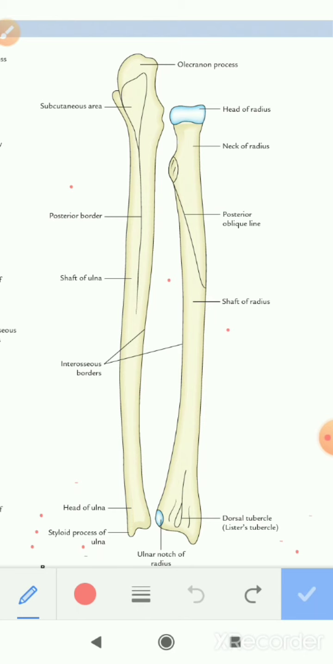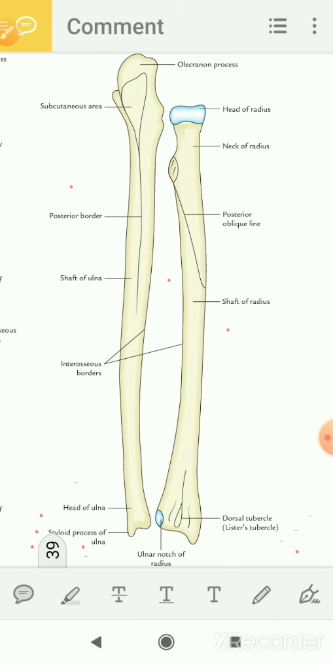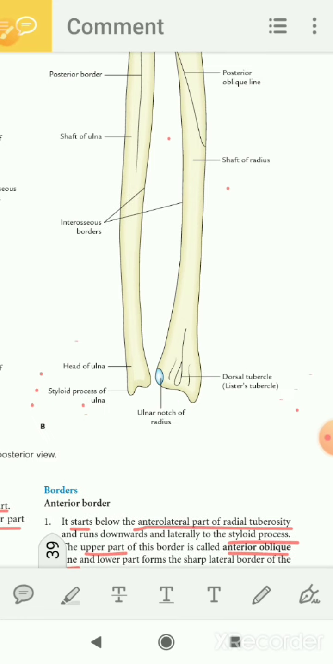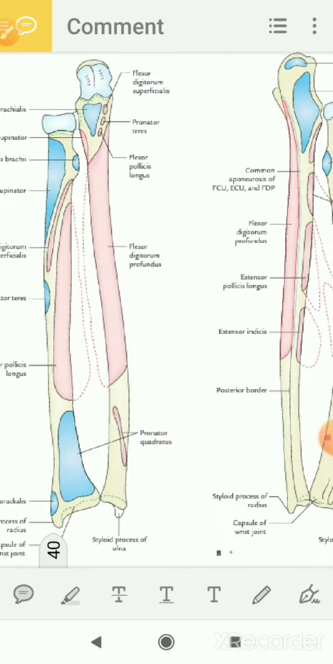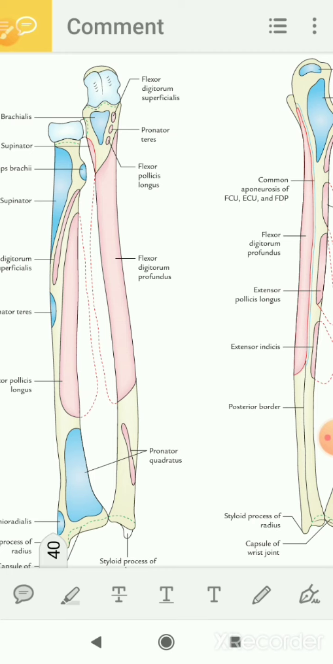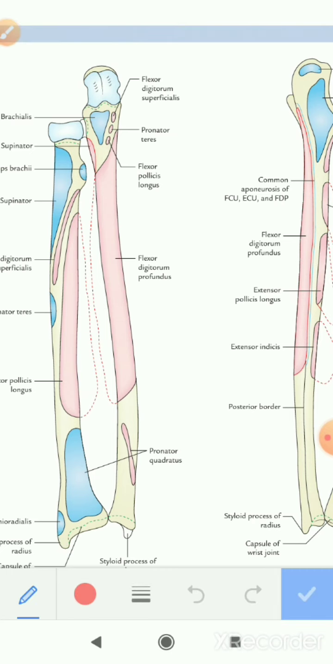What are the muscular attachments of the surfaces? Let's see the muscular attachments of the ulna. At first come to the anterior surface. In its upper 3/4 there is attachment of the flexor digitorum profundus. So the upper 3/4 of the anterior surface provides attachment to the flexor digitorum profundus, and in its lower 1/4 there is the origin of the pronator quadratus.